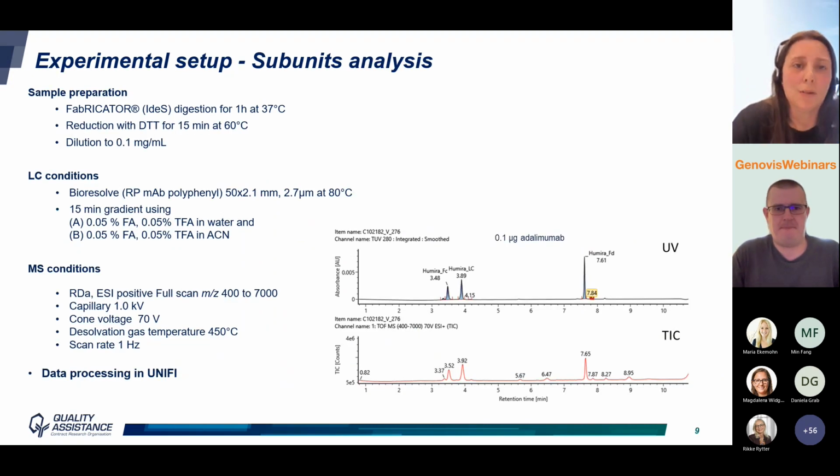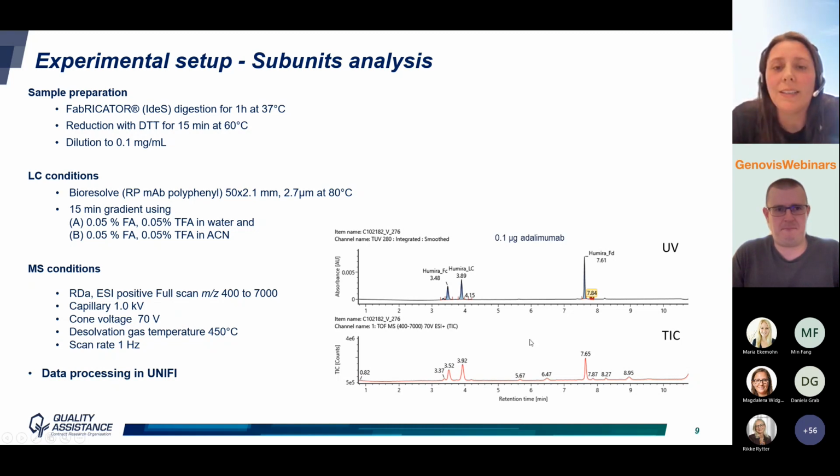So this is our experimental setup for the subunit analysis. So we use the Fabricator enzyme, as just explained, followed by a reduction step with DTT. We used common reverse phase conditions with a BioResolve column from Waters, and we've performed this analysis with a BioAccord, the RDa from Waters as well. We acquire and process the data with UNIFI, and it's fully compliant software.